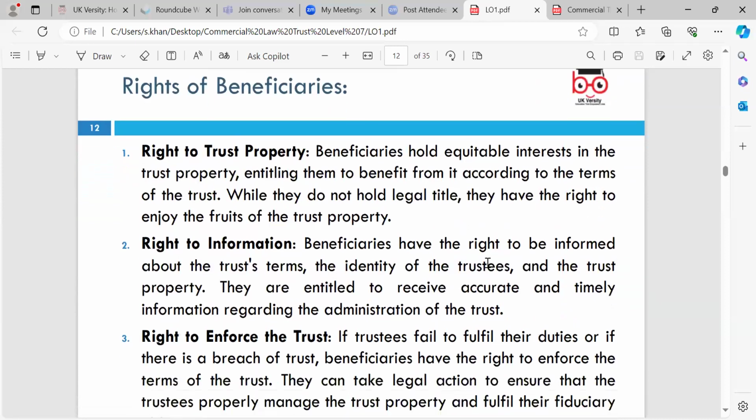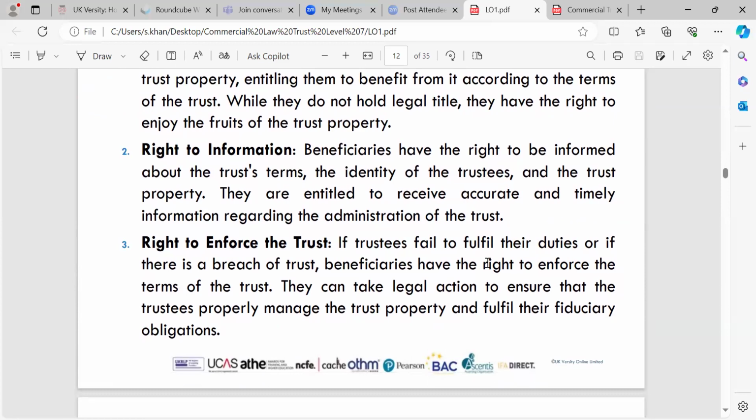Rights of beneficiaries. So they have the rights to trust property. Beneficiaries hold equitable interest in the trust property, entitling them to benefit from it according to the terms of the trust. While they do not hold legal title, they have the right to enjoy the fruits of the trust property. Right to information. Beneficiaries have the right to be informed about the trust's terms, the identity of the trustees, and the trust property. They are entitled to receive accurate and timely information regarding the administration of the trust.